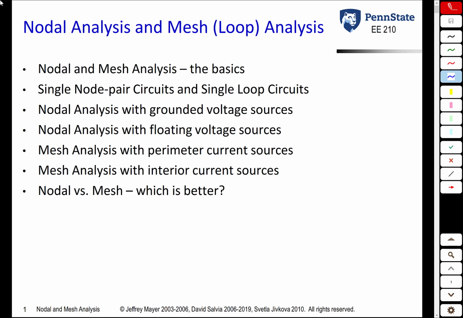In today's lecture, we are going to start a new packet of notes dealing with nodal analysis and mesh analysis, which is sometimes also called loop analysis.